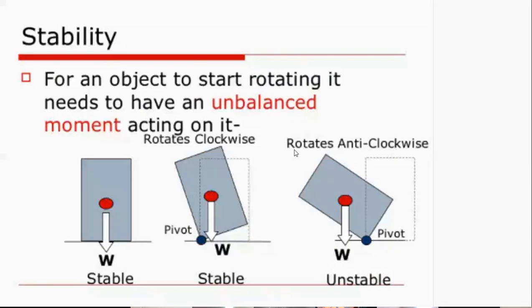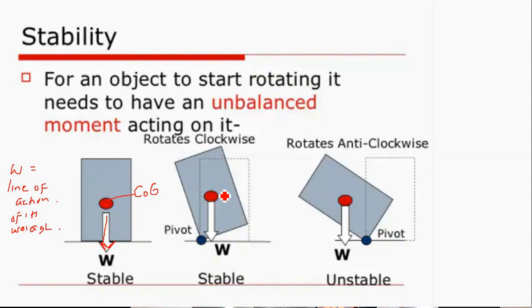For an object to start rotating, it needs to have an unbalanced moment acting on it. For example, this is the stable object. W is the symbol. What is the W? W is the line of action of its weight. The red color is the center of gravity.